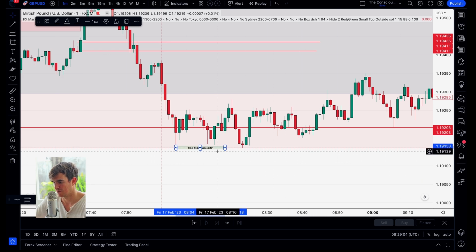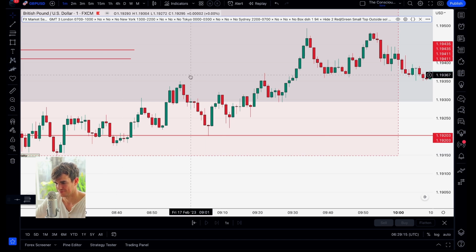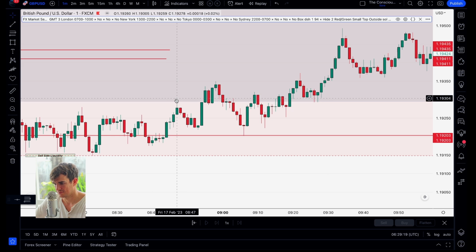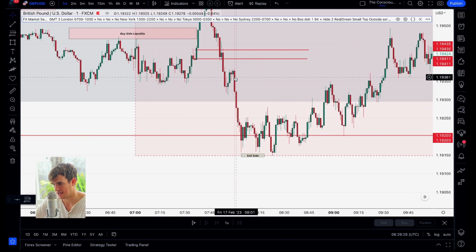These get taken out very regularly. Then it came up, failed to break the high of here, came back down. Where is the real break? Do you see it? Breaks higher, comes down, and breaks higher again. Bigger volume coming in. Now this area here has filled a fair value gap for the short side.